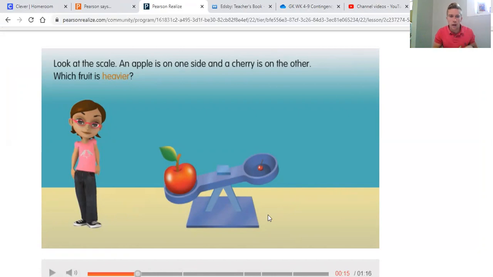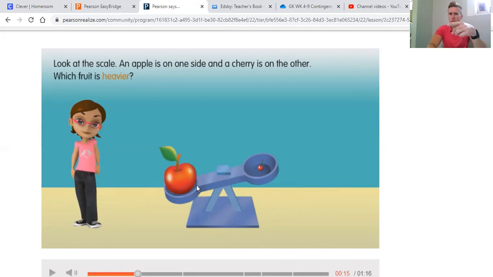Some scales, like when you go to the doctor and you weigh yourself, you just stand on that kind of scale. But this scale is a balance. You have an apple on one side and a cherry on the other. The way this scale works is the heavier item goes down and the lighter item goes up in the air, because if it's heavier, it's going to push this side down and push this side up. So if you're looking at this picture, and I know you're super smart, which item is heavier, the apple or the cherry?